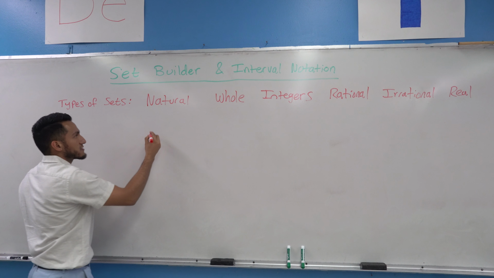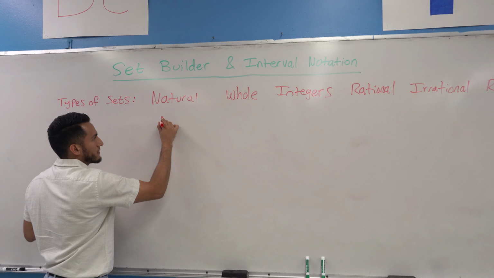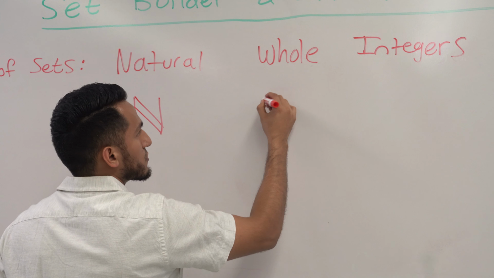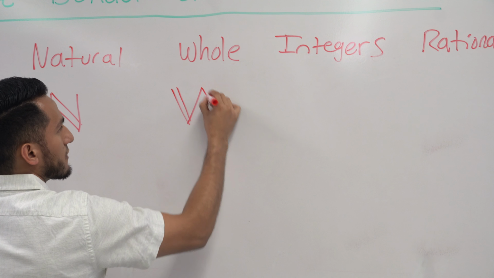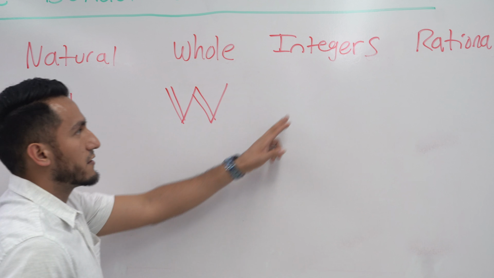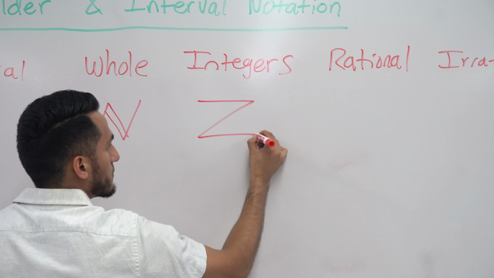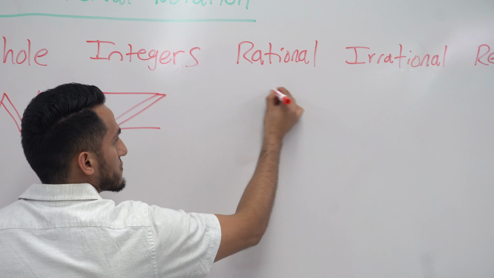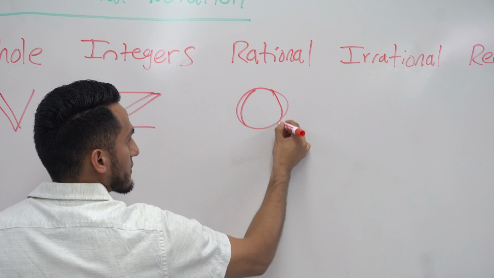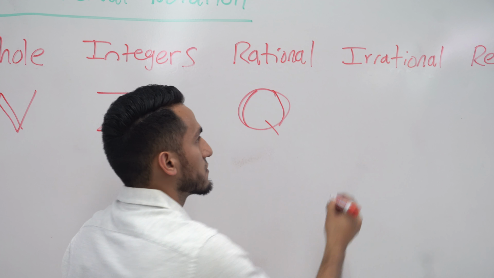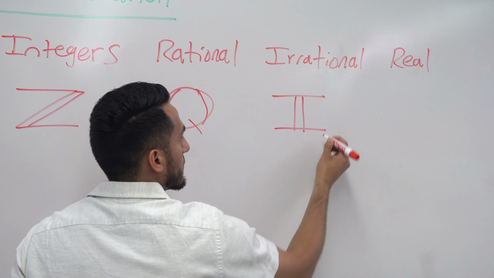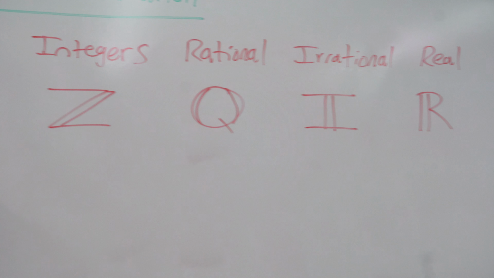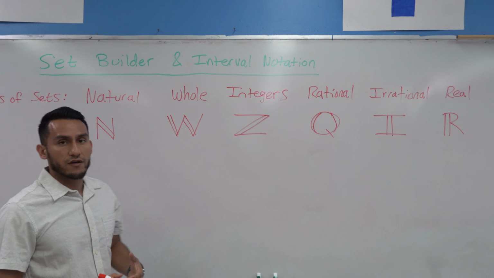So the natural number sets, we're going to be using a symbol that looks like a capital N, with a double line. The next one, the whole numbers, has a W that looks like this. The integers, we use a Z. The rational numbers, we use a Q. Irrational numbers use an I, and then the real numbers, we use an R. These are the symbols that we're going to be using whenever we create our set builder.